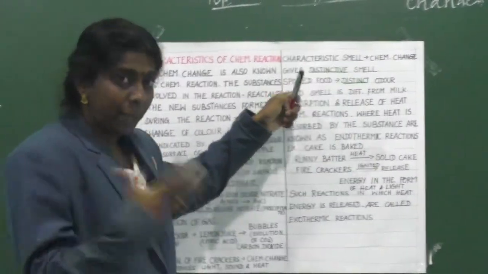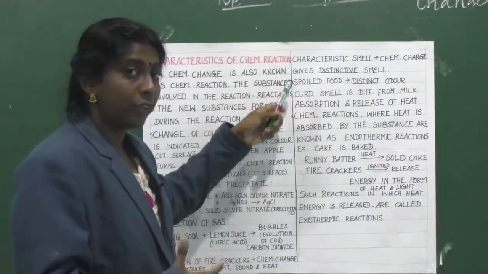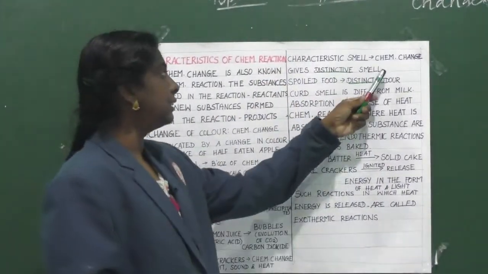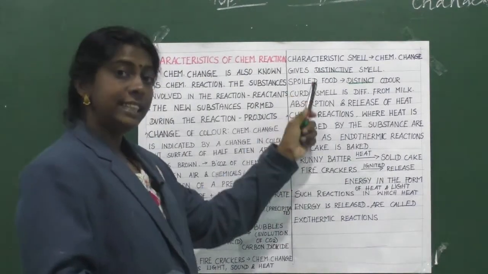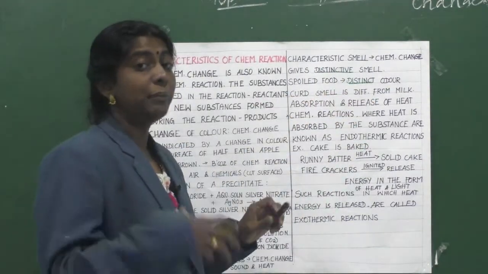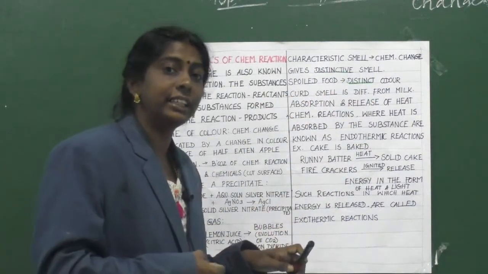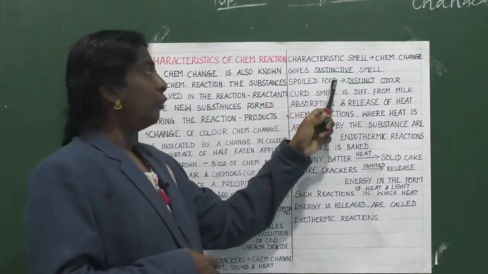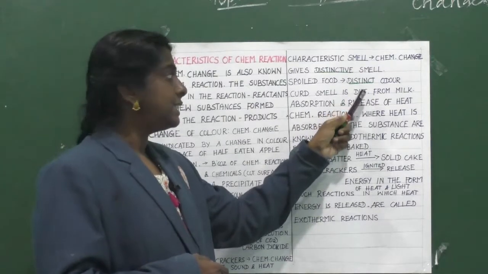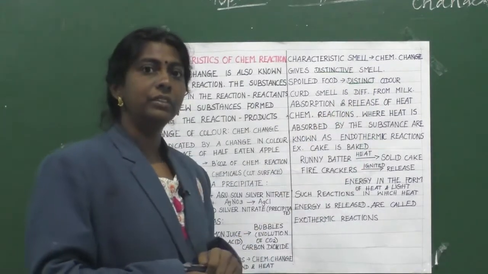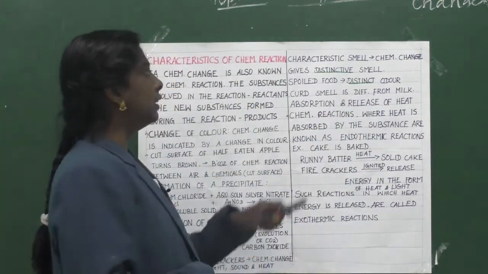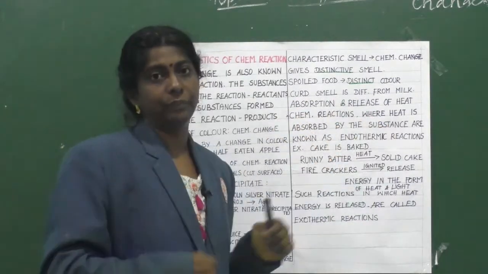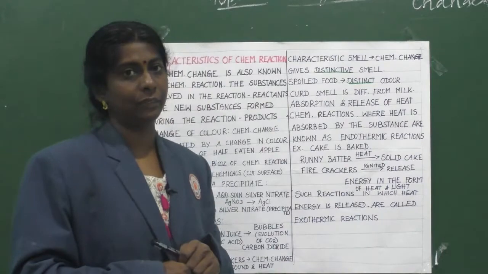Next thing is about characteristic smell. Some chemical changes will give a distinctive smell. For example, spoiled food will give a distinct odor. Curd smell is different from milk. Clear?